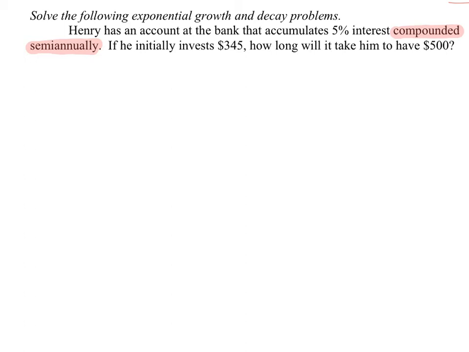So we got a bunch of different components here. We've got A, we've got P. We know we're compounding our interest, so we're going to divide our rate by how often we're compounding it, and we're going to multiply our time by how often we're compounding our interest as well. Well, he's gaining money, so he's going to start with less than he ends up with. Right now, or initially, he invests $345, so that's P. We're wondering how long it's going to take him to increase that $345 to become $500.